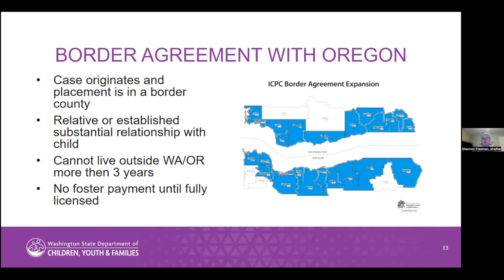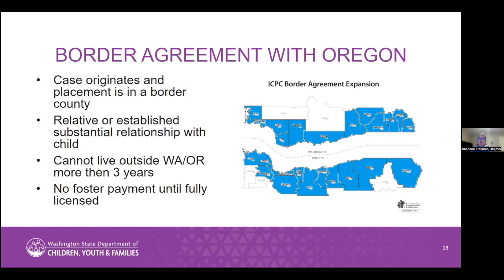So when Maya was talking about how these special circumstances aren't for every case, this is one of those scenarios. There's a lot of criteria that our workers look at when they are staffing these border agreement cases. Things get started really quickly. The family has to be ready. It's based on our state's emergent placement criteria. That's the reason for not living outside of the states for more than 3 years, so that we can do background checks and get that information completed.